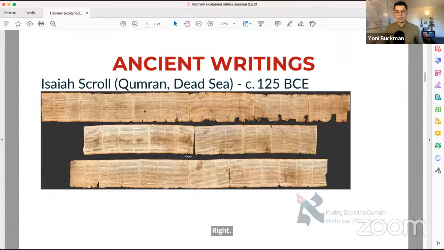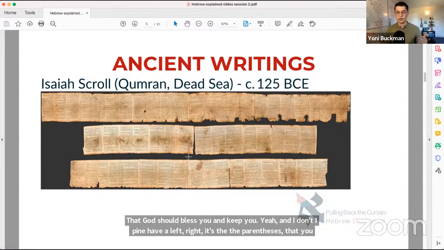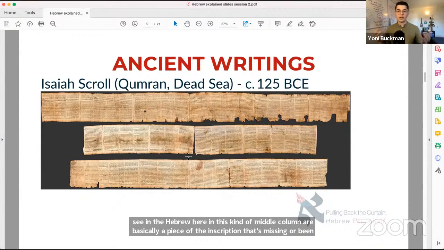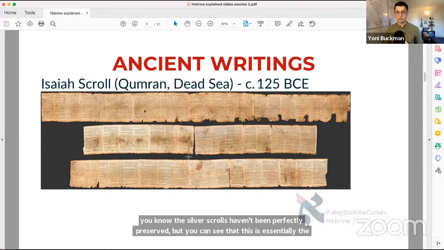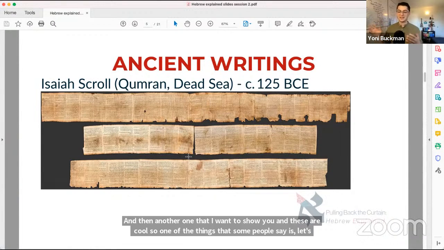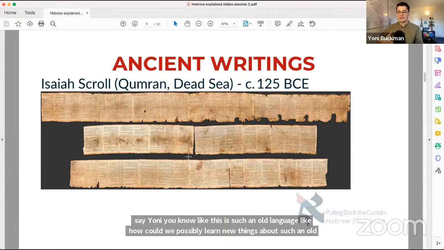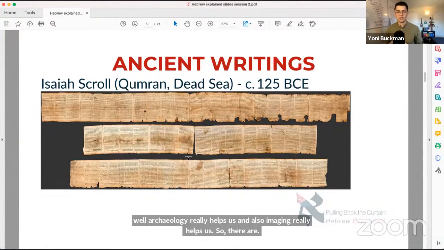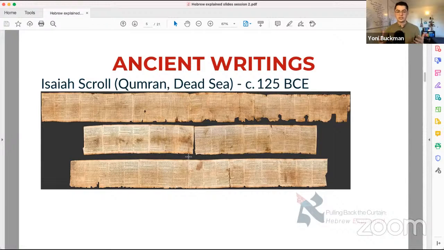And then another one that I want to show you, and these are cool. One of the things that some people say is, Yoni, this is such an old language, how could we possibly learn new things about such an old language? Well, archaeology really helps us, and also imaging really helps us. There is this finding in the 1940s from Qumran, just outside of the Dead Sea. I wasn't even alive, but we found these jars that perfectly preserved these biblical writings, these scrolls, and some writings that were not canonized in the Hebrew Bible, but you've got kind of religious writings.